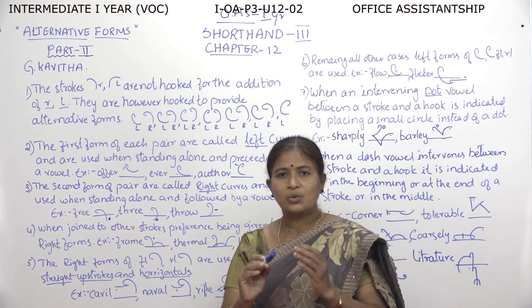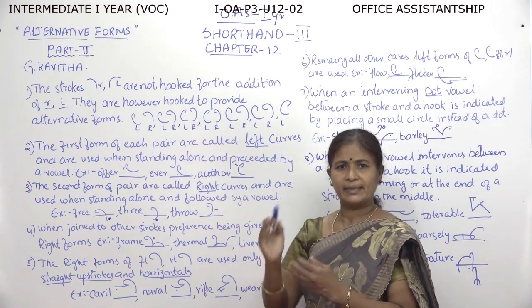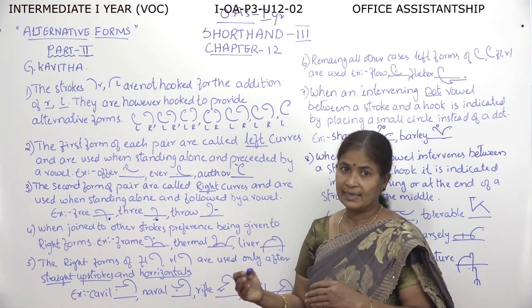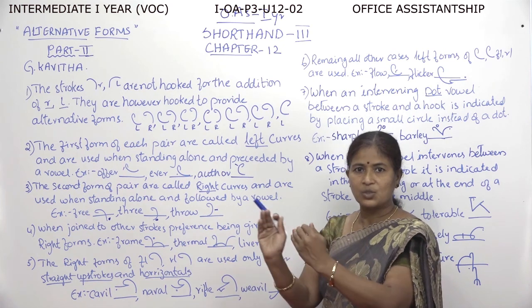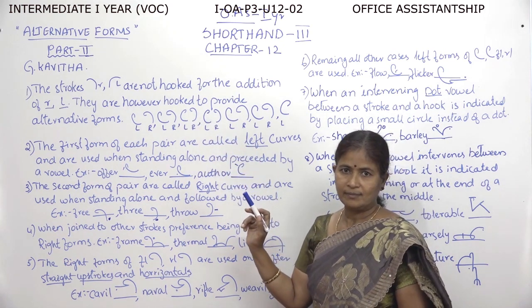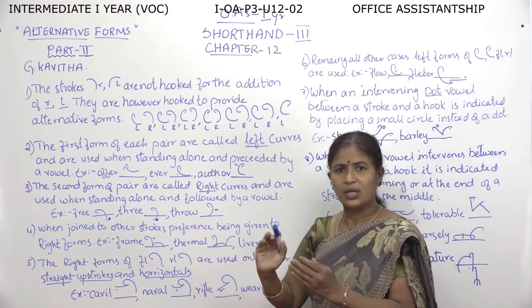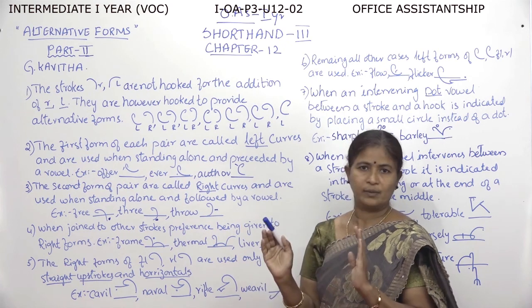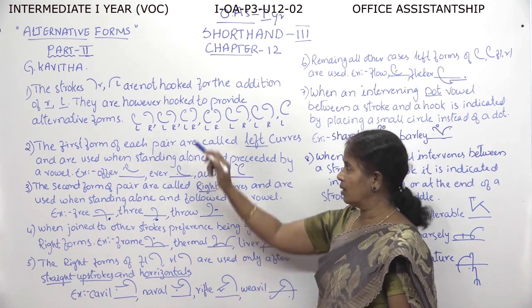Why? Because with strokes going towards the right side, these right forms join better, more convenient, fast, easy and accurate with the other forms. Not all the words, but some words. Mostly preference is given to right forms.